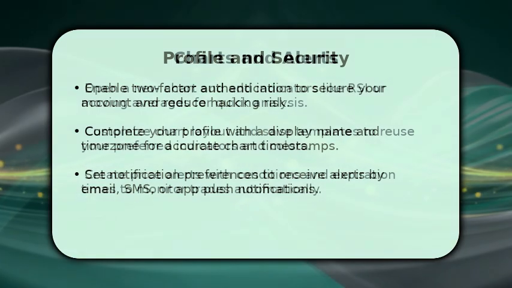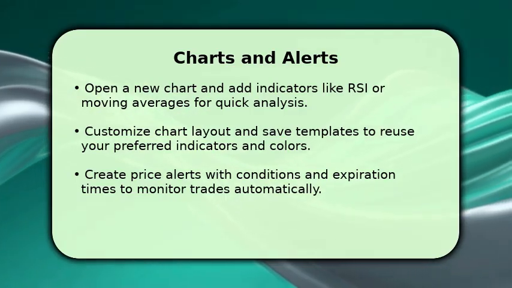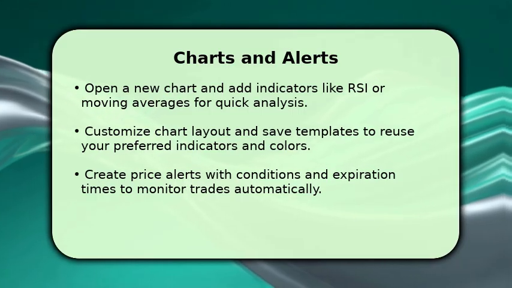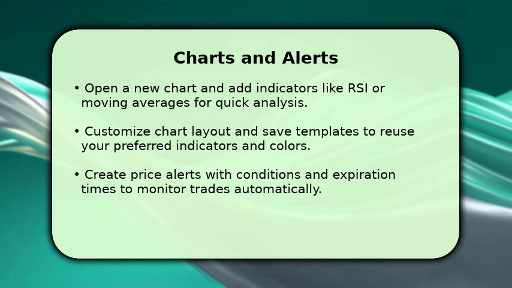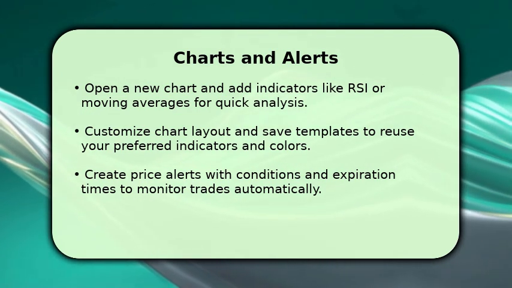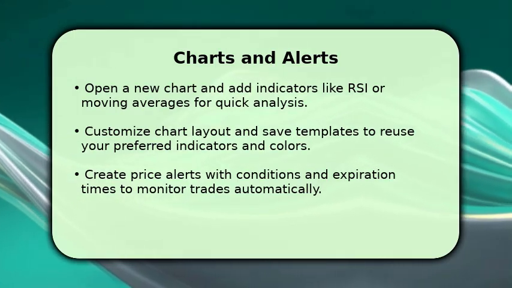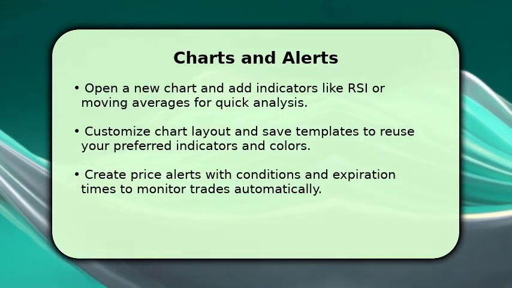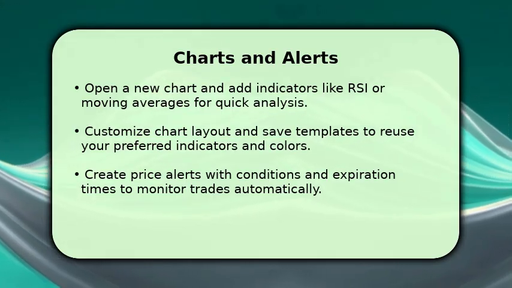Now let's configure charts and alerts so you can monitor markets efficiently. Open a new chart, add indicators like RSI and moving averages, and adjust colors and timeframes to your taste. Save that layout as a template so you can load it instantly for other symbols. Set price alerts with clear conditions and expiration dates to get notified when levels are reached. I'll show examples to make these tools simple and practical.